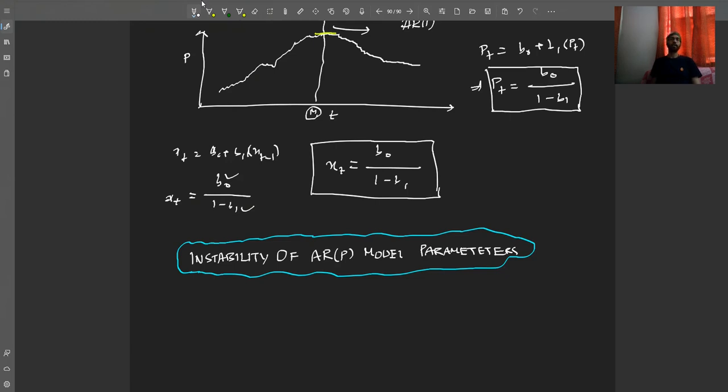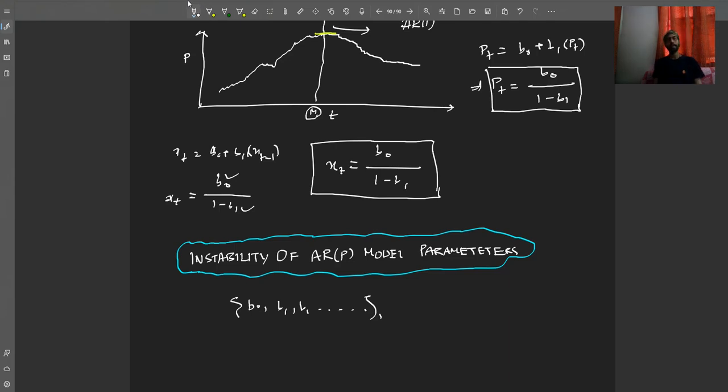Instability of AR model parameters. Parameters means we are talking about B0, B1, B2, etc. These coefficients and intercept, we are talking about the parameters. So why are the parameters unstable, friends? Specifically, being a time series, many times there are regime changes which influence the regression model itself.